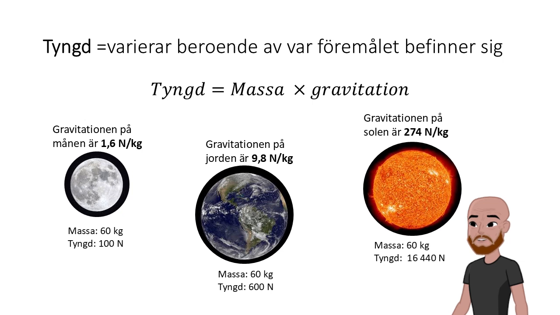The formula for weight is weight equals mass times gravity. If you have a mass of 60 kilograms, your weight is about 600 newtons on Earth. But on the Moon, where gravity is only 1/6 as strong, your weight would be just 100 newtons. On the Sun, though, where gravity is enormous, your weight would be over 16,000 newtons. So your mass is always the same, but your weight depends entirely on where you are in space.